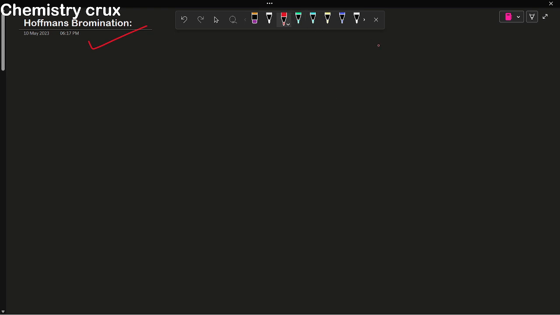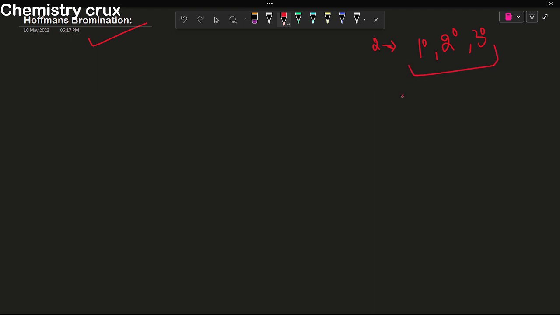Till now we have discussed two methods of preparation. The first was alkylation of ammonia, in which we saw there was a drawback that we get a mixture of primary, secondary and tertiary amines. Then the second method of preparation was the Gabriel synthesis, in which we got only primary amines as the products of the reaction.